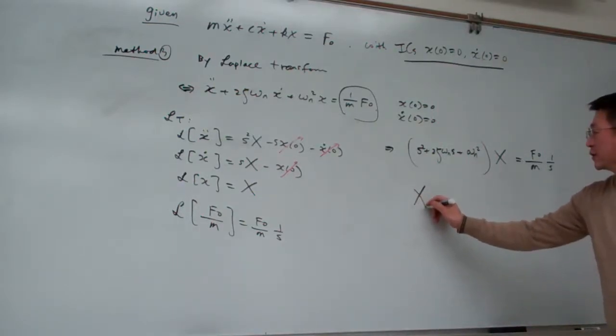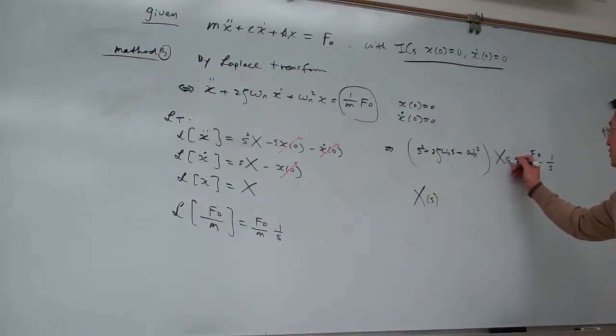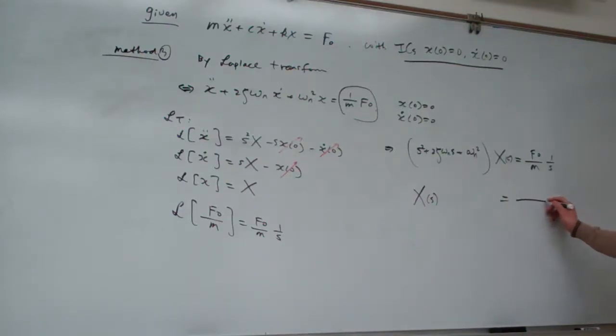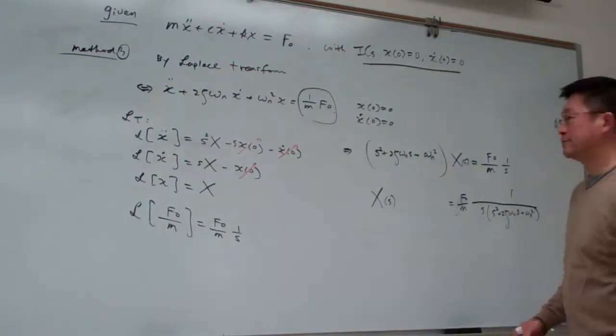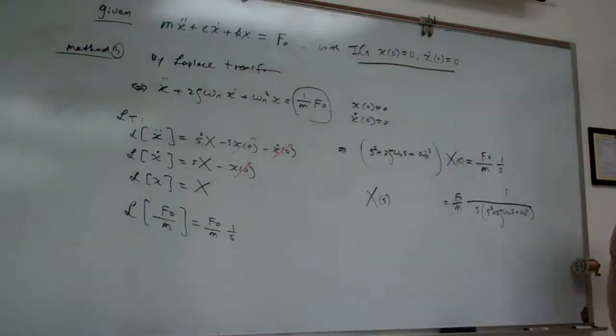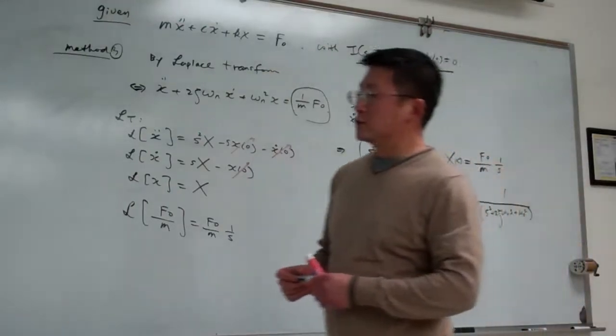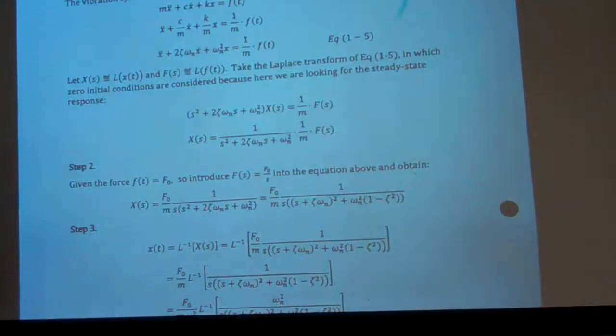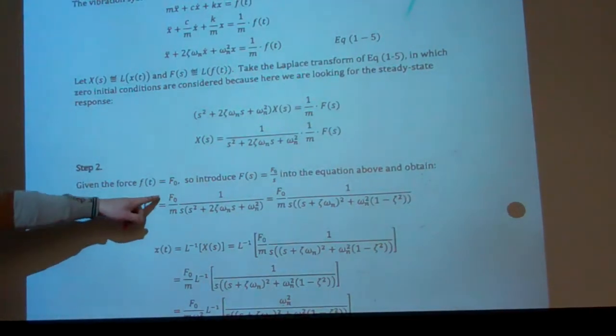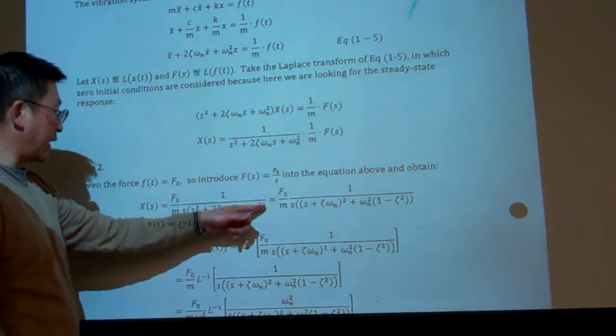So therefore here we do a little bit of arrangement. So here X(s) is a function of s, basically equal to this, F0 divided by m, and then s squared plus 2 zeta omega n s plus omega n squared, times 1 over s. So that comes to this expression here. Okay. And so basically we have the expression like this.